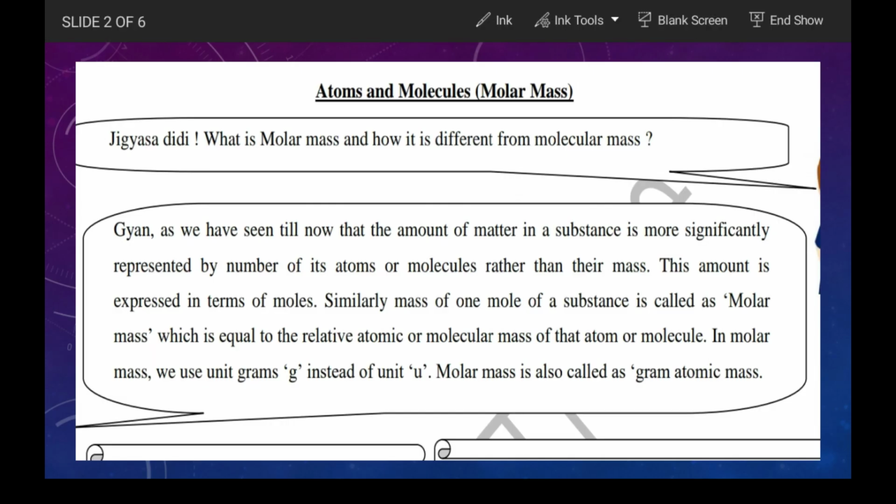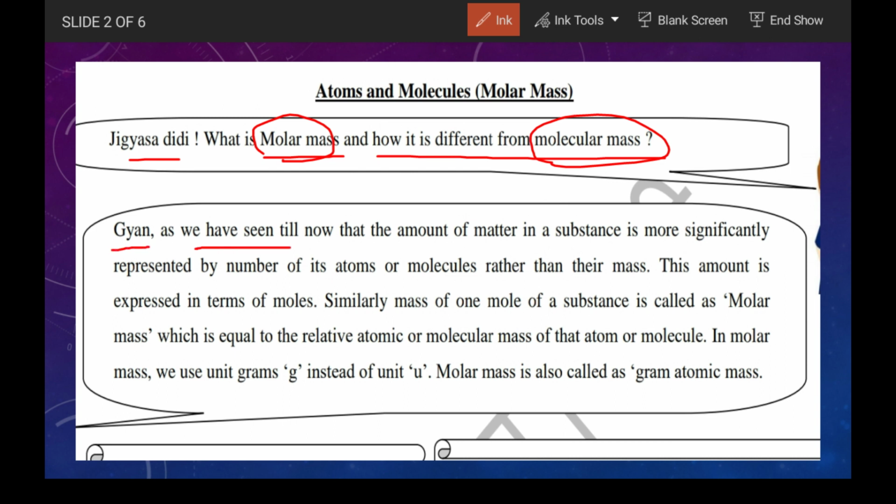Here Gyan asks Jigyasa, "Jigyasa Didi, what is molar mass and how is it different from molecular mass?" We have also learned how to calculate the molecular mass in previous worksheets. Now we will understand what is the difference between the molar mass and your molecular mass. Now what Jigyasa says, listen carefully.